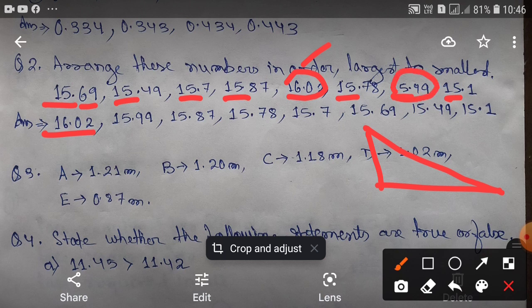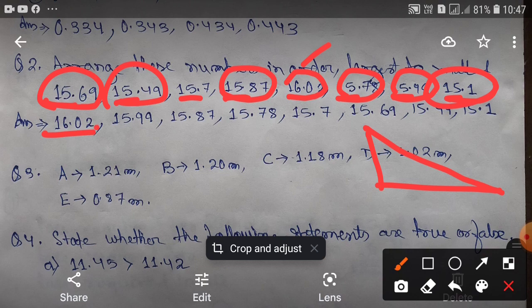15.99 is bigger. Okay, after 15.99 we have 15.87, then we have 15.78, then we have 15.69, then we have 15.49, then we have 15.1 as the smallest number. So this is how you have to arrange this one.